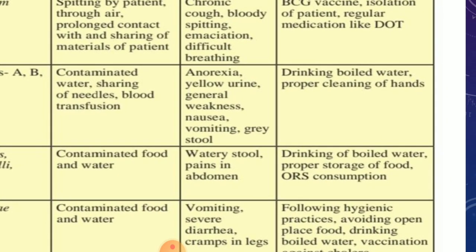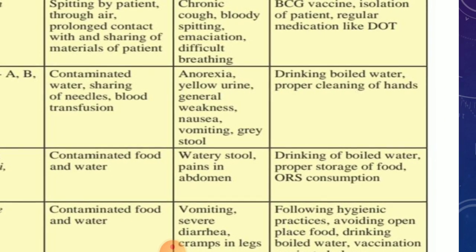Symptoms: watery stool, pains in the stomach. Stool means not the stool on which you are sitting. Stool means the solid excretory waste which comes out from your body. So, watery stool, pains in the abdomen.